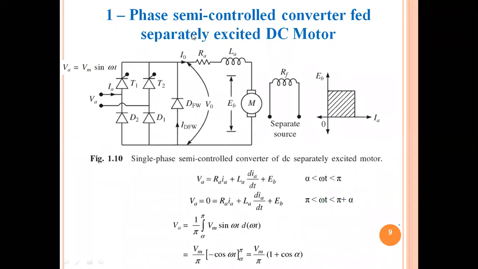Okay, right. In the single phase semi controlled converter, the separately excited DC motor: here this DC motor is a separately excited motor. That is the reason why, see here, the field winding is separately given with the help of a separate source. This field winding is used to excite this motor. That is what happens in a separately excited DC motor. By using an external field, this motor will be excited.